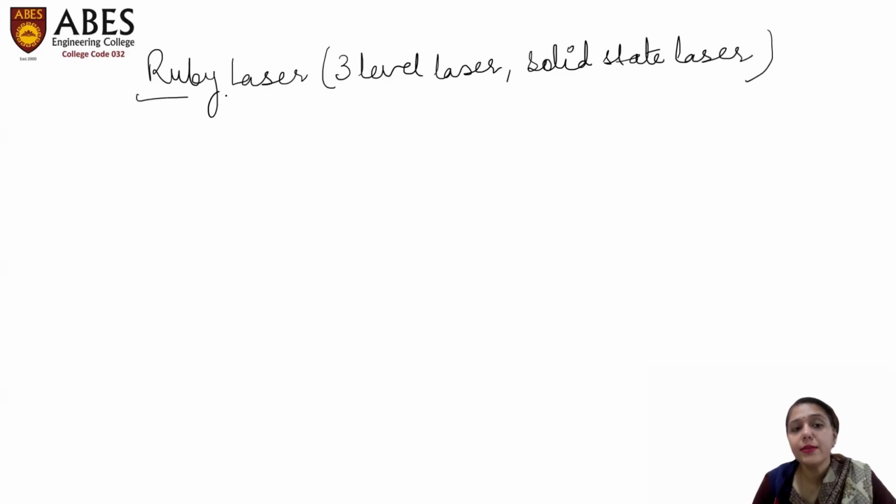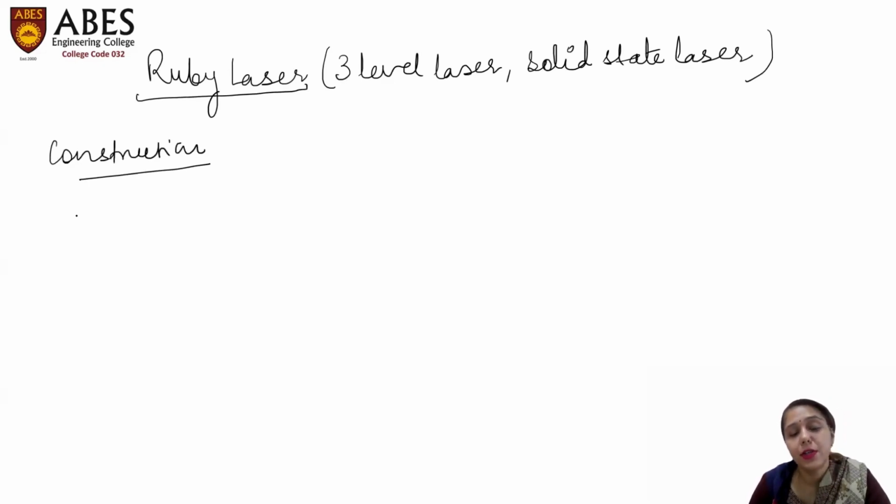So this ruby laser is a 3-level laser. Now again, we are going to describe its construction as well as working. When we describe its construction, again we have to talk about all the 3 components. So what are those 3 components involved here? One is the active medium. Now what is this active medium here?